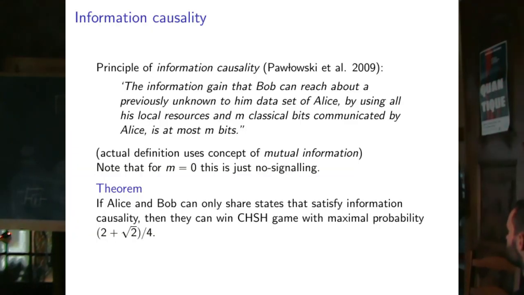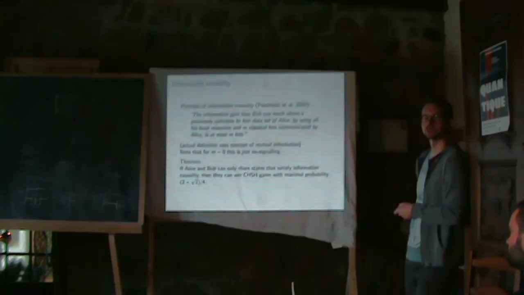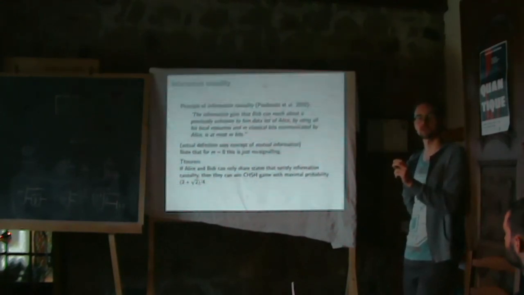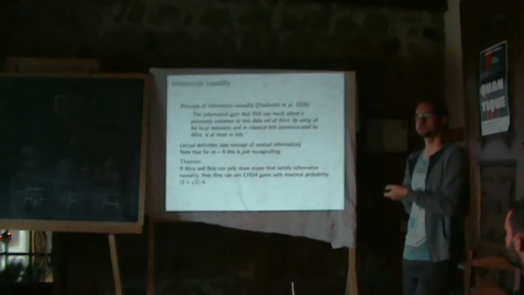Now, it turns out that if you have a GPT that satisfies information causality, again, formalized in an appropriate manner, then they can win the CHSH game with maximal probability 2 plus square root of 2 over 4. So this is the same value as quantum theory. So you can say the reason we get this particular strength of bipartite correlations in quantum theory is because quantum theory satisfies information causality.